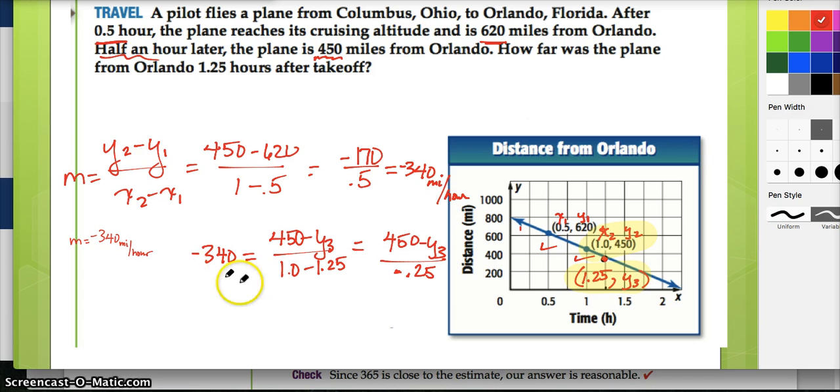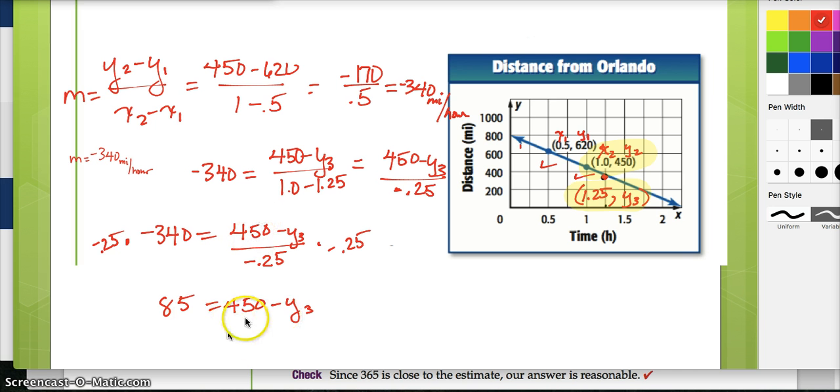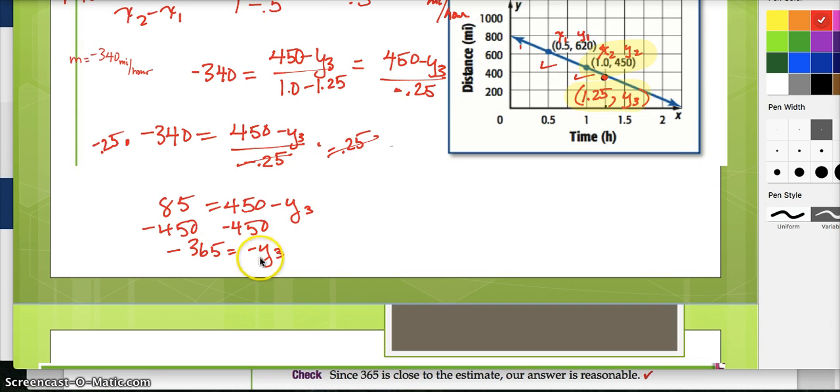And so now that I know that that's equal to negative 340, I'm going to multiply both sides by that 0.25. So I multiply this side by 0.25 and this side by 0.25 to get rid of the negative 0.25 in the denominator. I get a positive 85 is equal to this. And now this is pretty easy to solve. I'm going to get rid of my 450 on both sides, subtracting them. Once I do that, I get that negative y sub 3 is equal to negative 365. Therefore, y sub 3 has to be equal to a positive 365. Make sense? I hope it does.